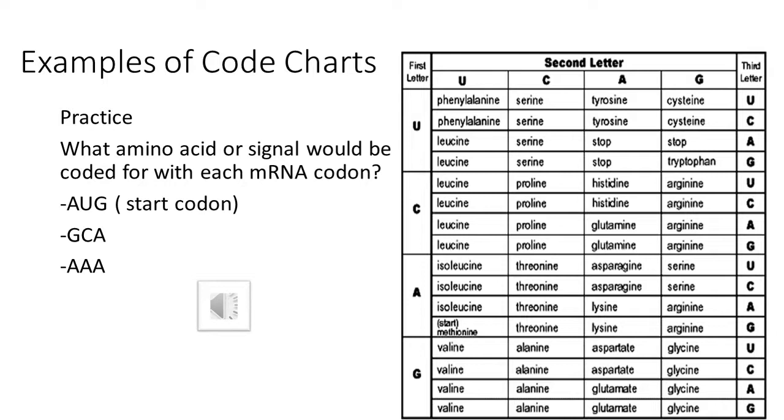Let's do another practice. AAA. I think it is so easy. Put your finger on A on the left side and move towards A. Lysine. It codes for the amino acid lysine. You have to write here the names of amino acids beside their codons.